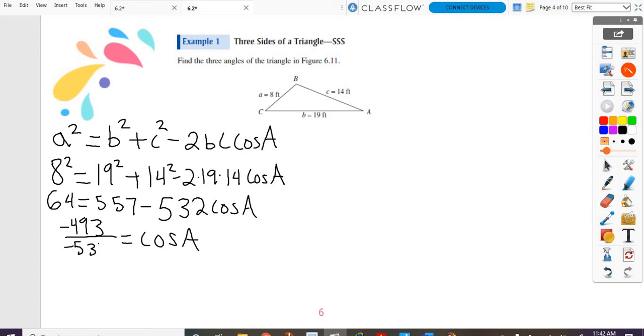We can't divide by a cosine. Remember, a cosine is an operator, just like a square root or any other type of operation. We can take the inverse cosine of both sides. The cosine inverse of 493 divided by 532. And we can plug all of that into our calculator. Make sure that we are in degree mode.